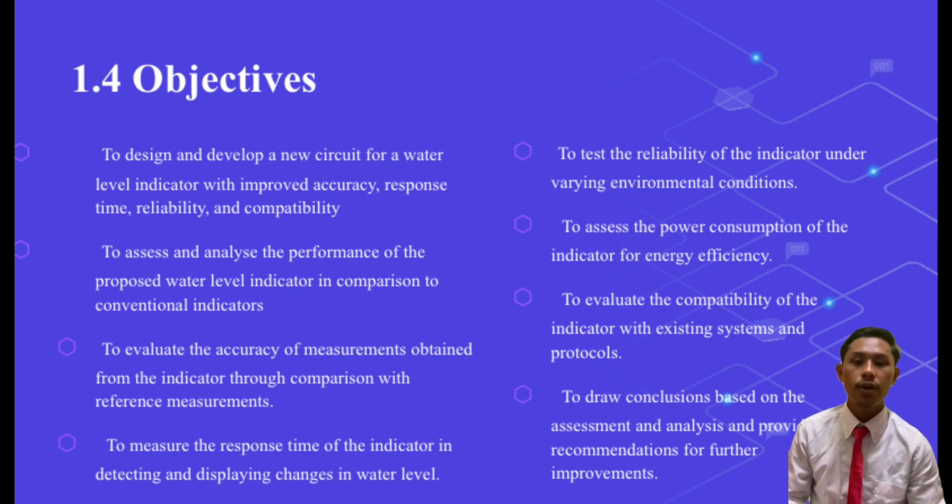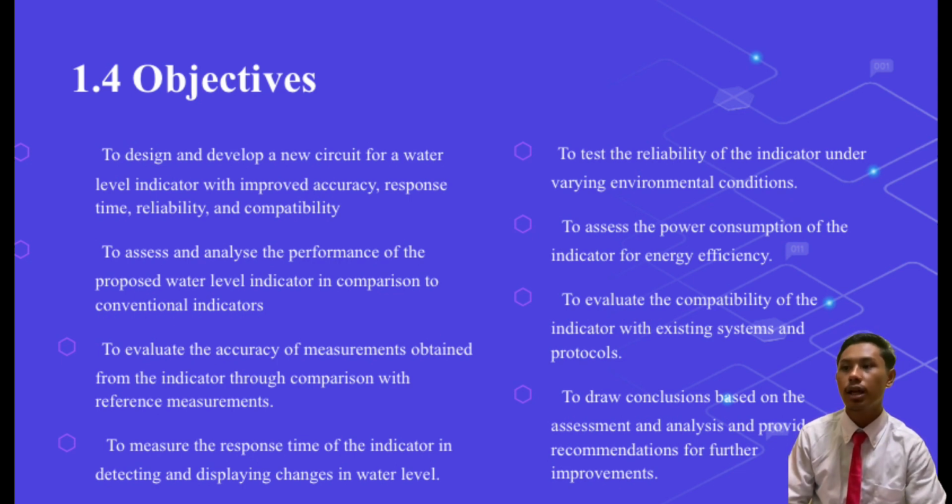So, our group objectives are: first, to design and develop a new circuit for a water level indicator with improved accuracy, response time, reliability, and compatibility. Second, to assess and analyze the performance of the proposed water level indicator in comparison to conventional indicators. Third, to evaluate the accuracy of measurement obtained from the indicator through the comparison with reference measurement. Fourth, to measure the response time of the indicator in detecting and displaying changes in water level.